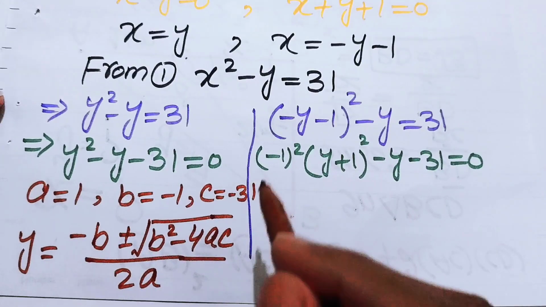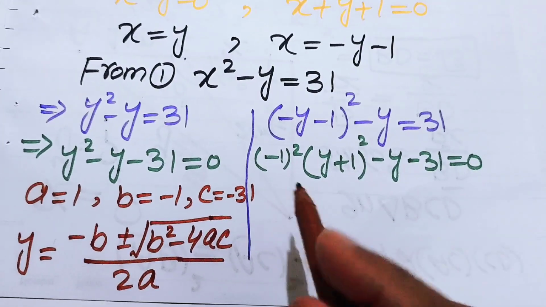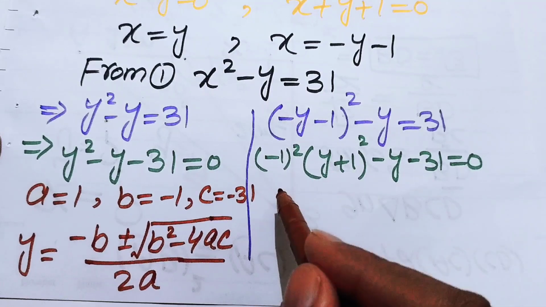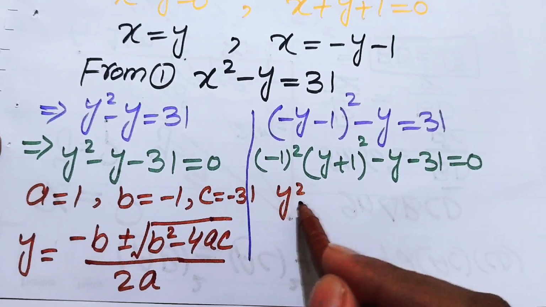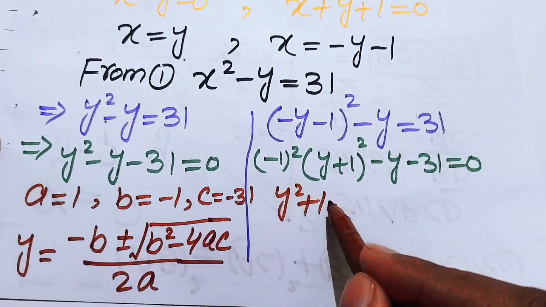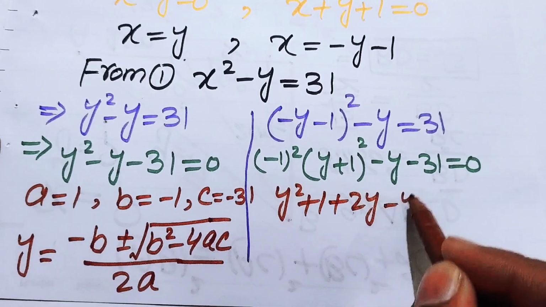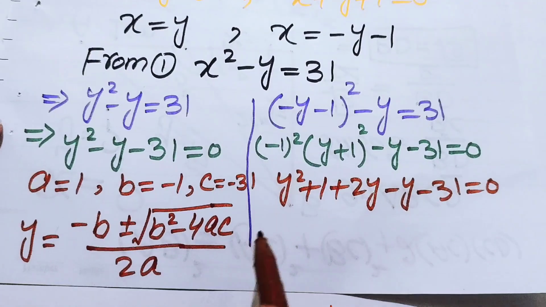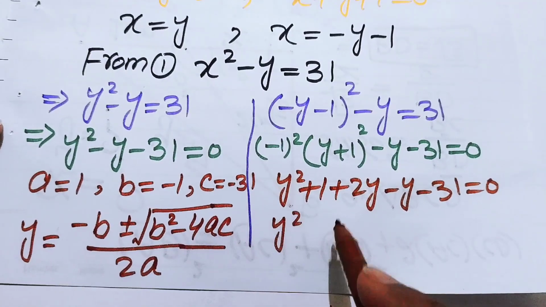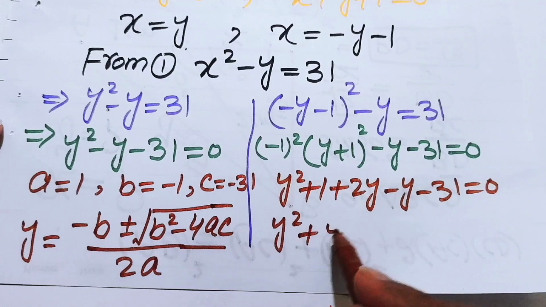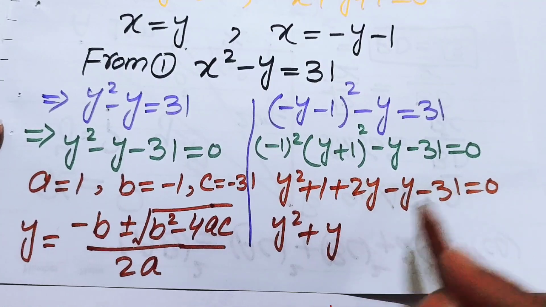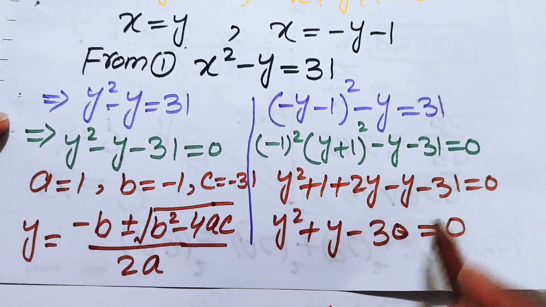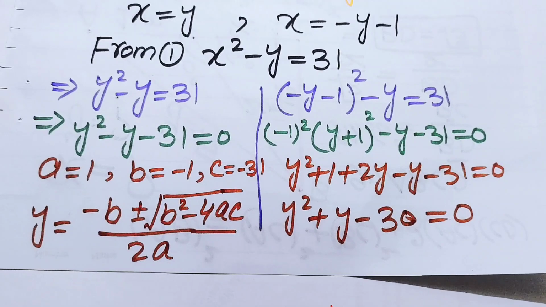So the parallel case will be, now we simplify this equation, and here we have (x minus 1) squared equals to y plus 1, and we open the square of y plus 1 and you get its output in this form: y square plus 1 plus 2 times of y minus 31 equals to 0. So now we add or subtract the like terms, so you get y square and 2y minus y equals to plus y, and 1 minus 31 equals to minus 30, and this whole equals to 0.